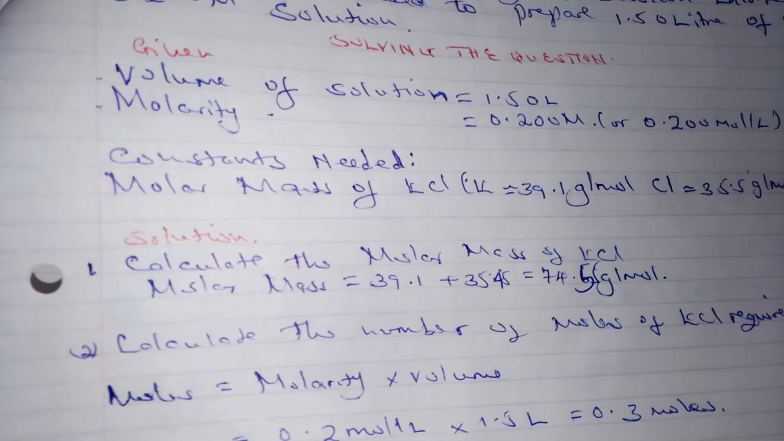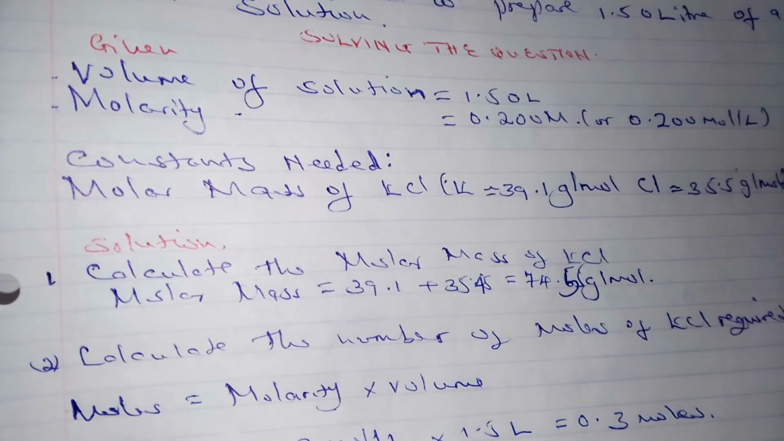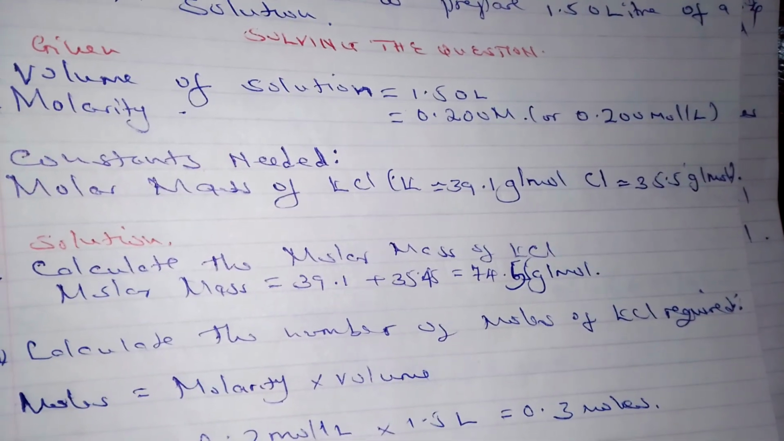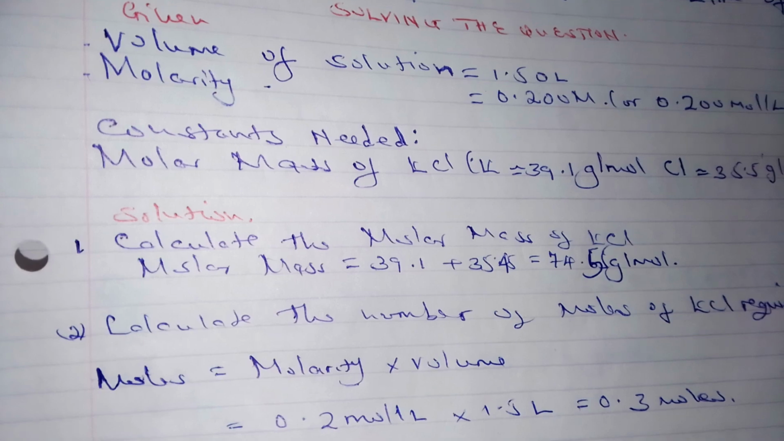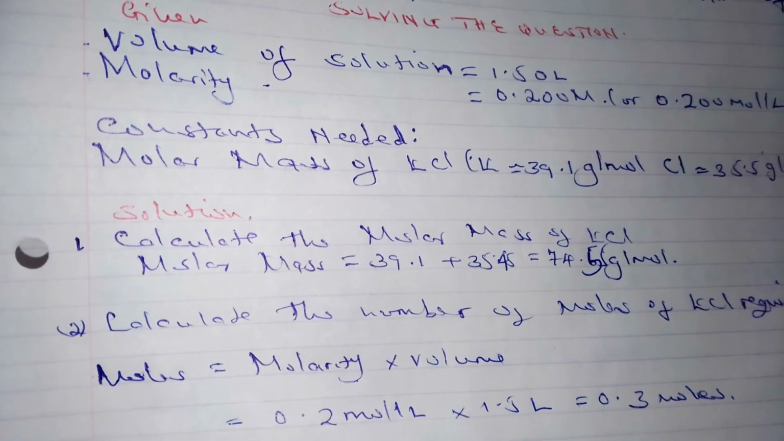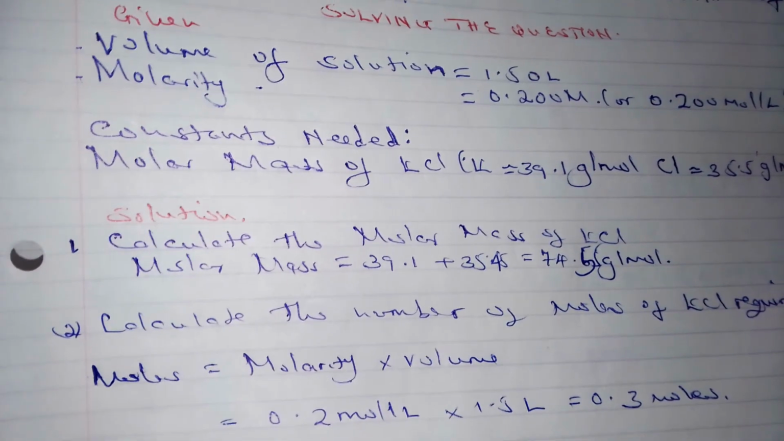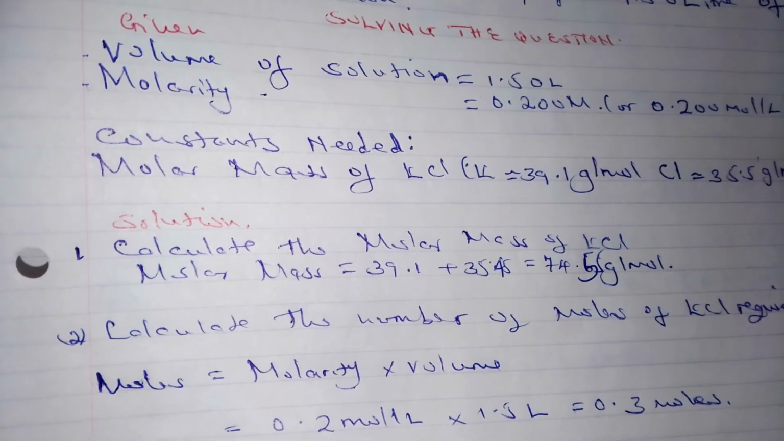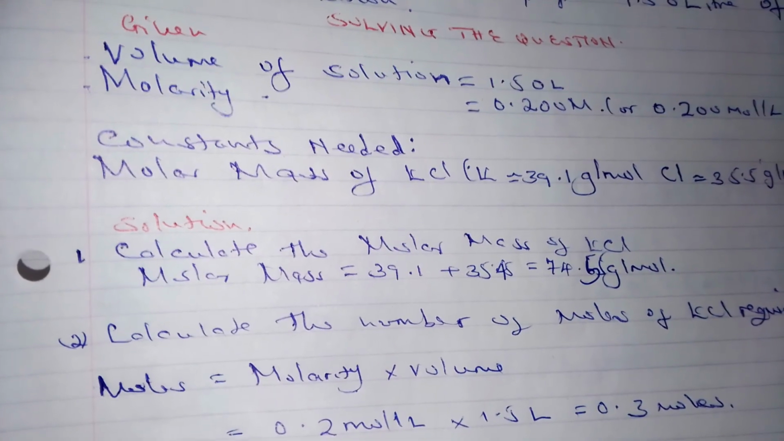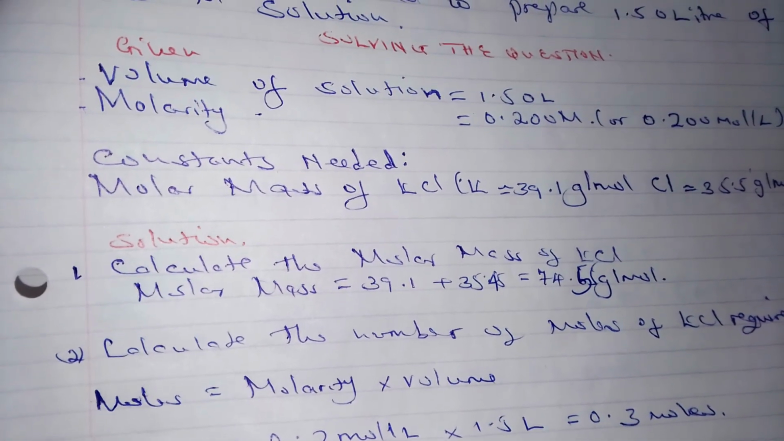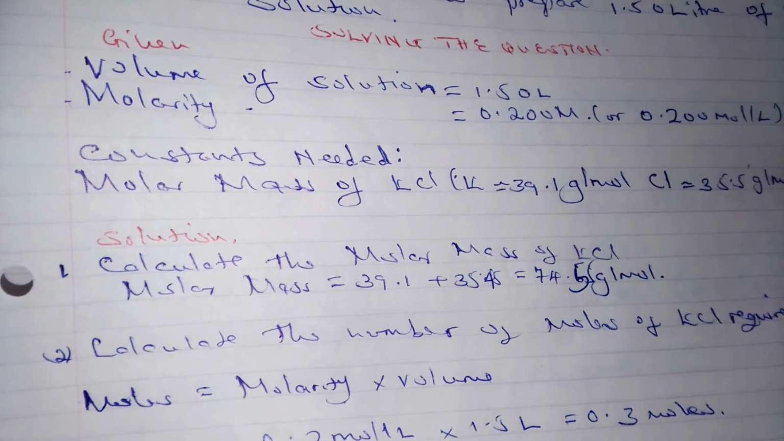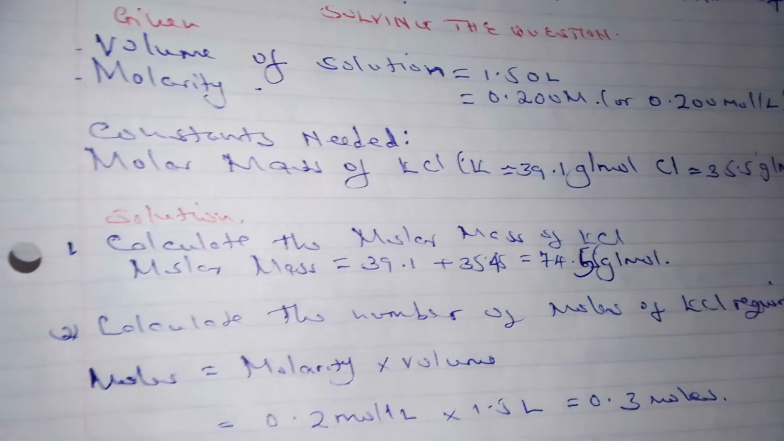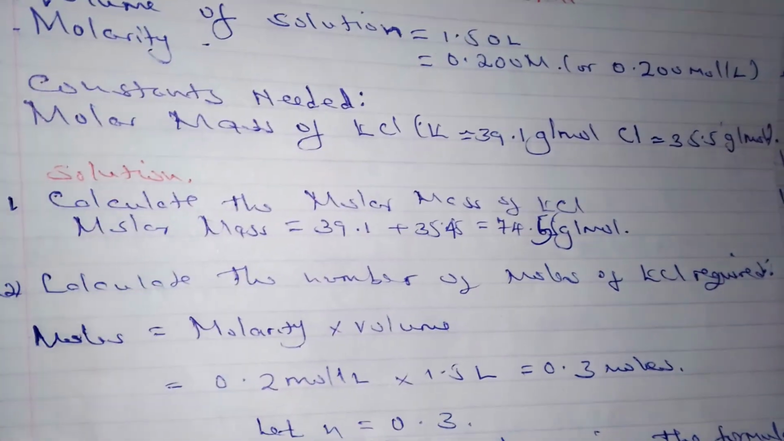So the constants needed: potassium has a relative atomic mass of 39.1 grams per mole, and chlorine has 35.5 grams per mole. So the solution is supposed to go like this. First of all, you calculate the molar mass of potassium chloride, which is 39.1 for potassium plus 35.45 for chlorine, which equals 74.55 grams per mole.